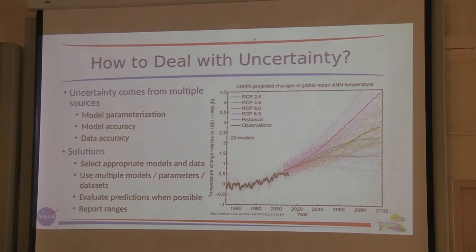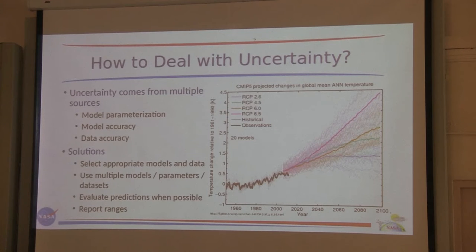So of course, one of the big questions is how you deal with uncertainty. From this kind of study, when you're looking at climate and disease, there are multiple sources of uncertainty. Just from a climate model perspective, you have model parameterization, which is one uncertainty. You have the general accuracy of the model. Do your equations really fit what the atmosphere is doing? And then just your data accuracy in general. Are you coming out with the right solution? So how do you deal with this?